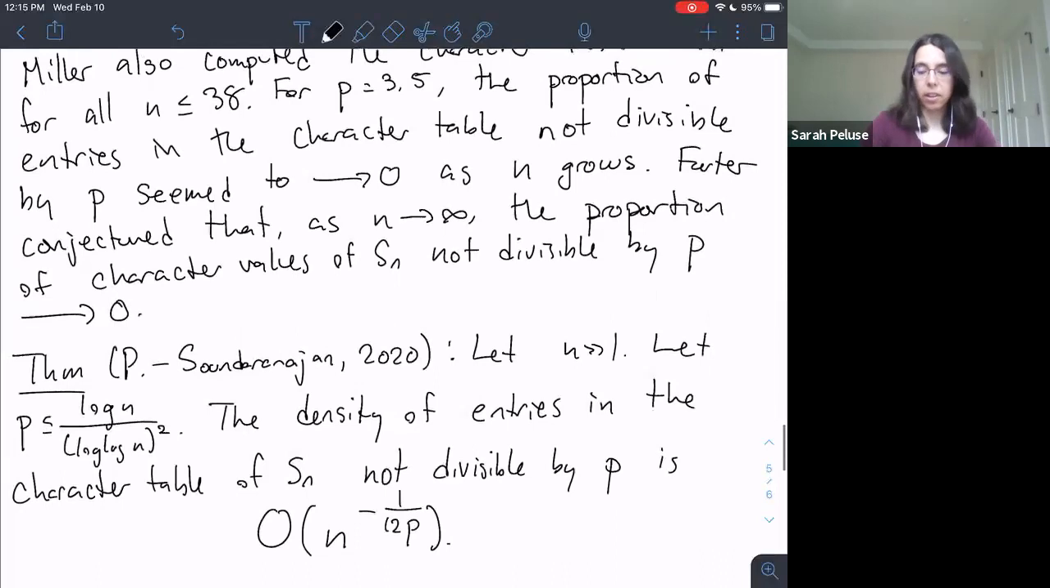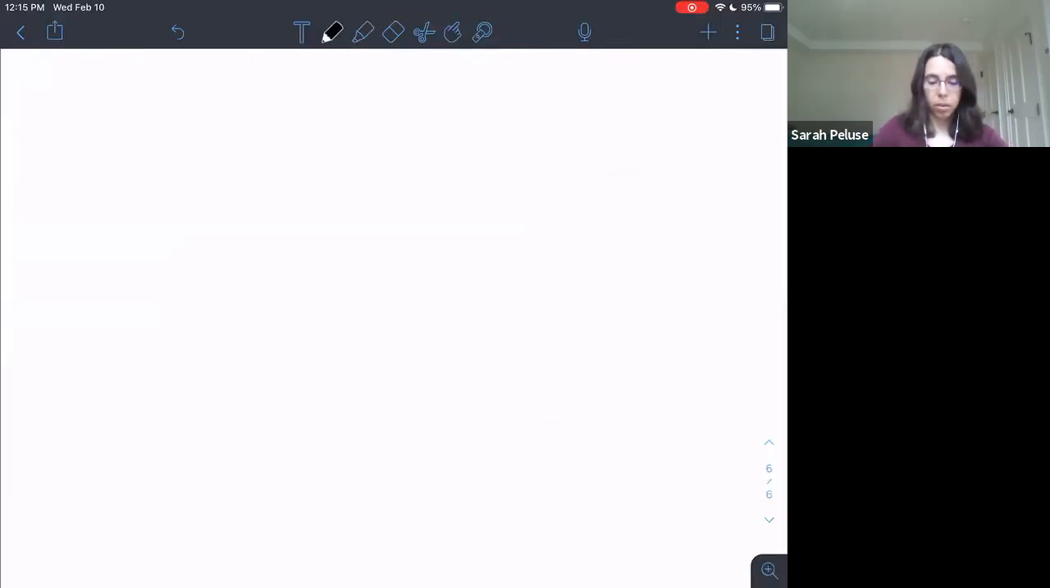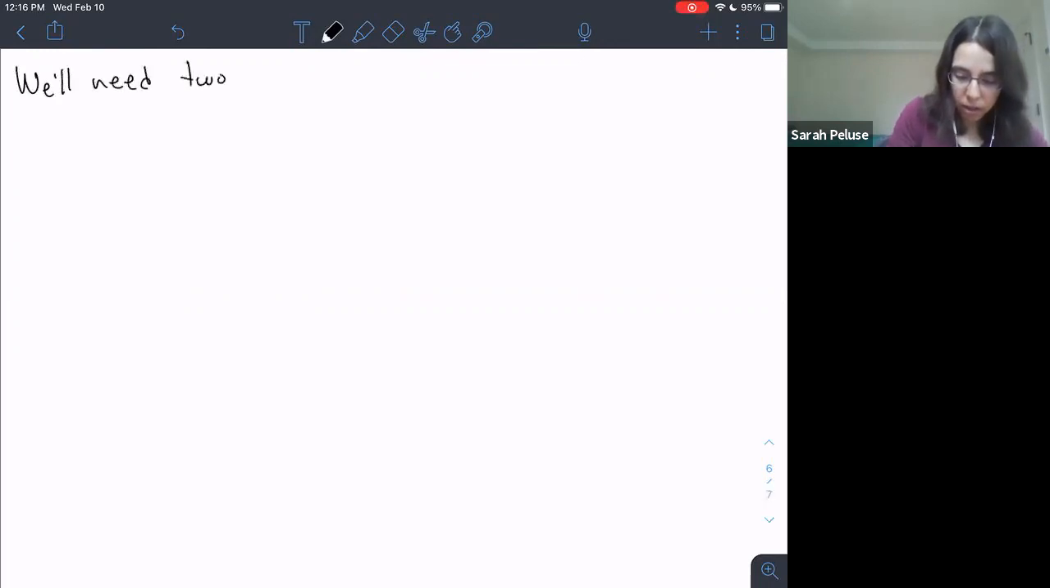So before I start talking about the proofs of these two theorems, I'll pause for questions. Okay, so if there are no questions, I'll continue. The proofs of these two theorems are based off of the same two key lemmas.